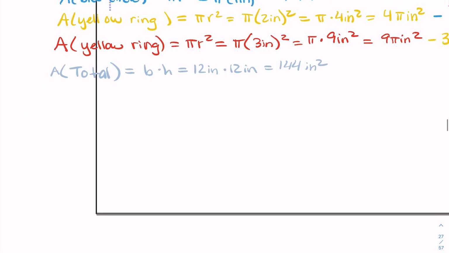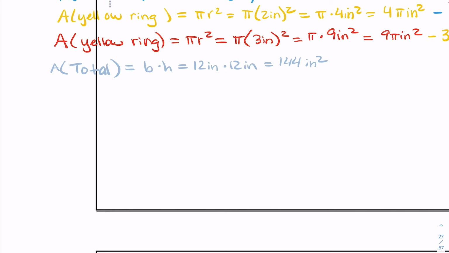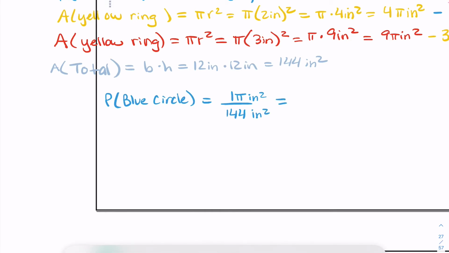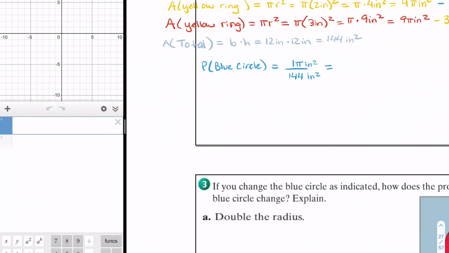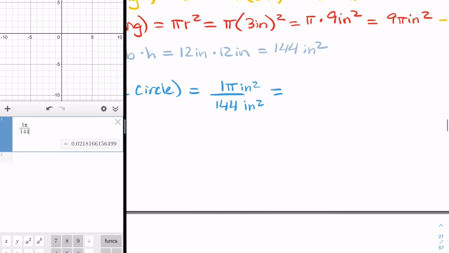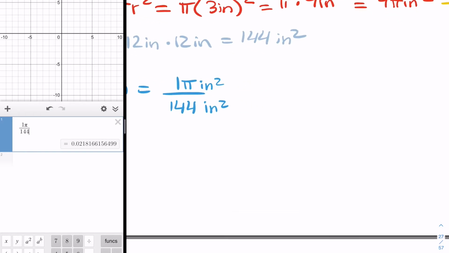So what I need to do is the probability of the blue circle, which is going to be 1 pi divided by 144. So it's 1 pi inches squared over 144 inches squared. You don't really need the 1 because 1 pi is the same as pi, divided by 144. That's the probability of this happening.